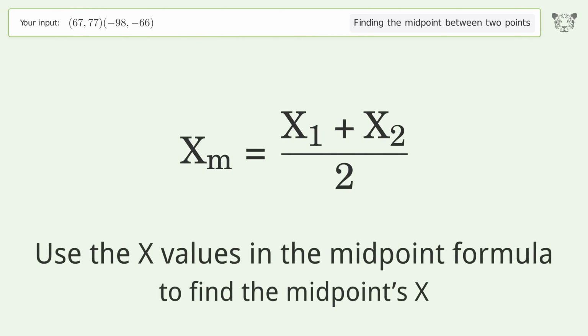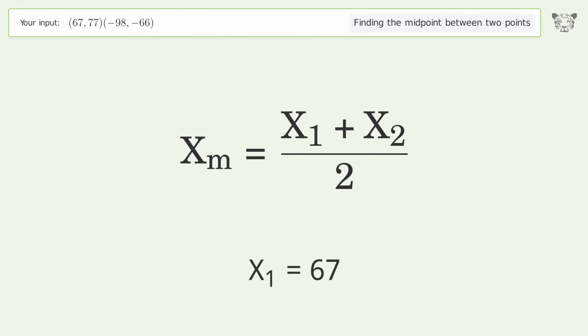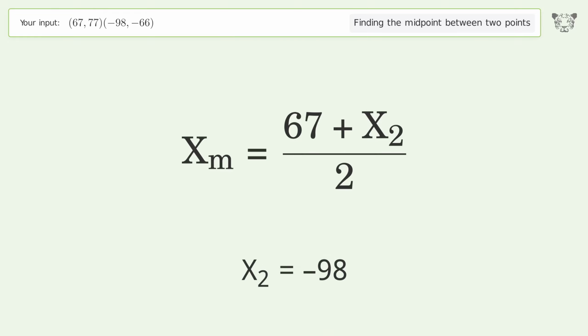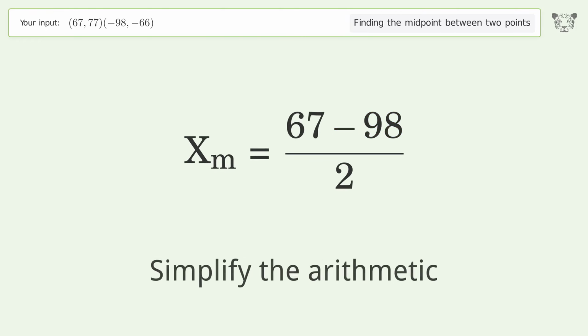Use the x values in the midpoint formula to find the midpoint's x. x1 equals 67. x2 equals negative 98. Simplify the arithmetic.